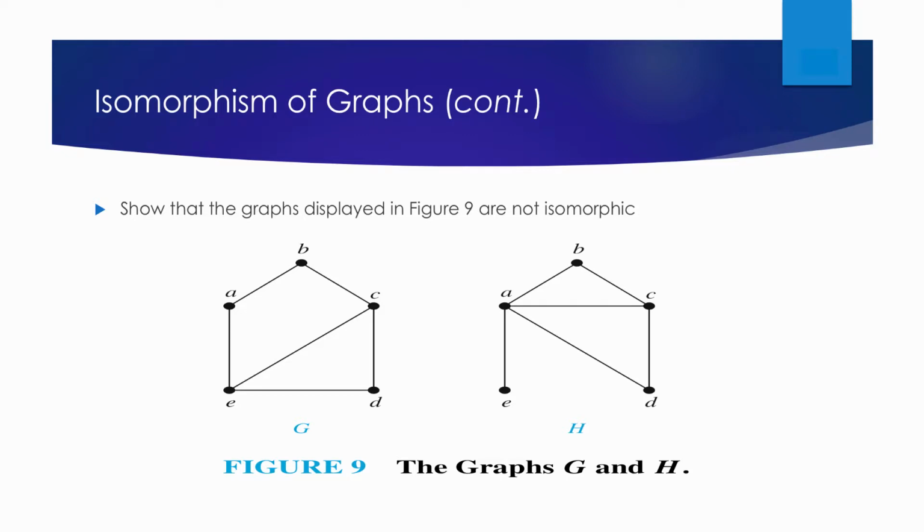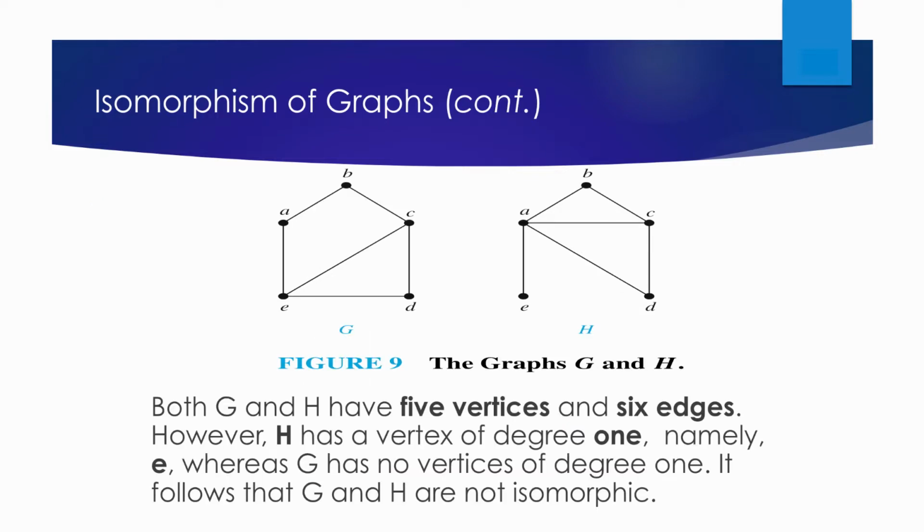So let us take another example. We have a different set of graphs, G and H, and we want to show that the graphs displayed in figure 9 are not isomorphic. Both G and H have 5 vertices and 6 edges. However, H has a vertex of degree 1, namely e, whereas G has no vertices of degree 1. It follows that G and H are not isomorphic.